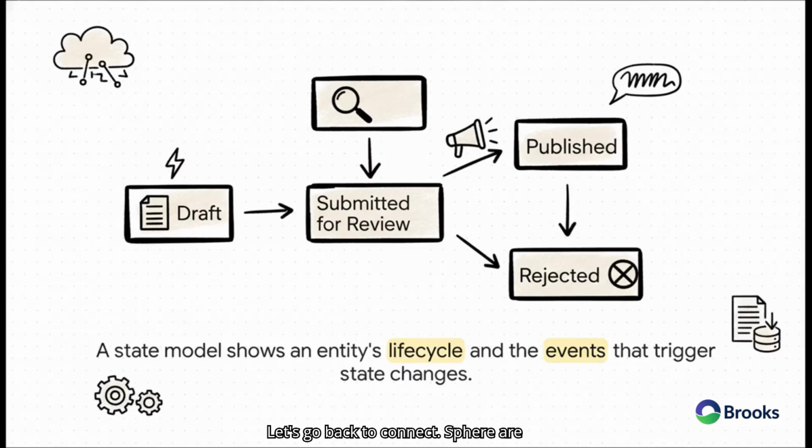Let's go back to ConnectSphere. A user's post is a perfect example for a state model. It could start in a draft state, right? Then the user hits submit, that's an event, and the post transitions to a submitted for review state. Then a moderator approves it, another event, and it moves to published. See how that works? Each arrow is an event that triggers a change. This is an absolute lifesaver for making sure you don't miss any complex business rules.